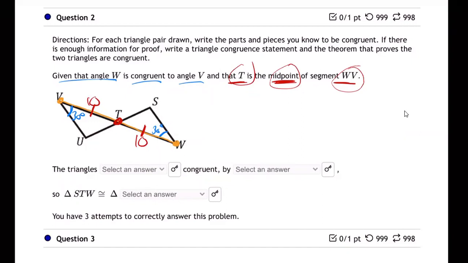Okay, great. Is that enough information right now? Do we have enough information to prove these two triangles are identical in every way? We don't have enough yet, do we? We need a third piece of information. Does anybody see something else that we know?